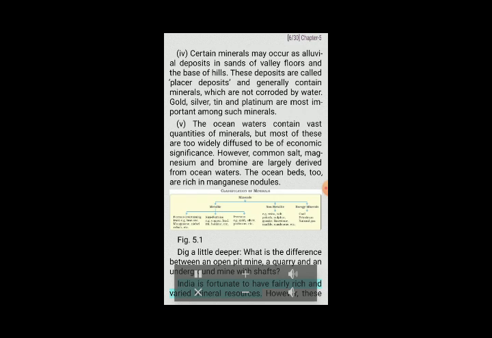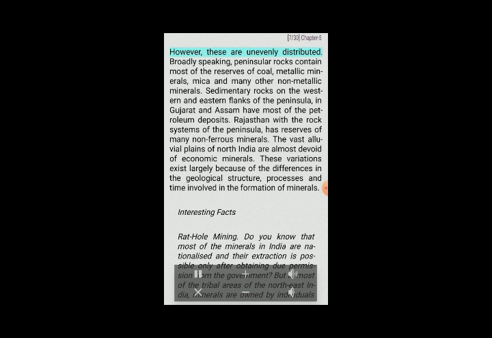India is fortunate to have fairly rich and varied mineral resources. However, these are unevenly distributed. Broadly speaking, peninsular rocks contain most of the reserves of coal, metallic minerals, mica and many other non-metallic minerals. Sedimentary rocks on the western and eastern flanks of the peninsula, in Gujarat and Assam, have most of the petroleum deposits. Rajasthan, with the rock systems of the peninsula, has reserves of many non-ferrous minerals. The vast alluvial plains of North India are almost devoid of economic minerals.